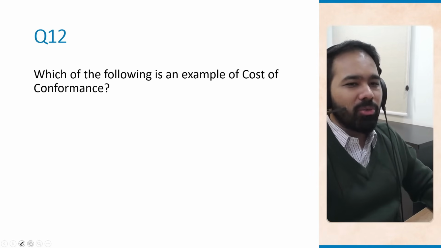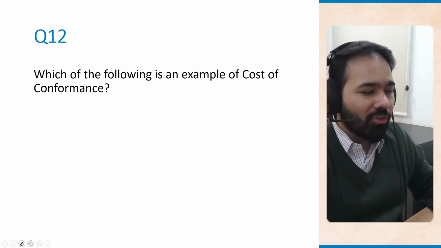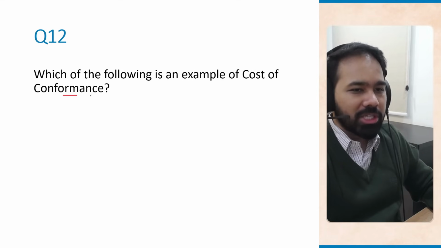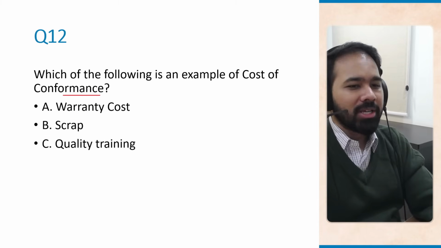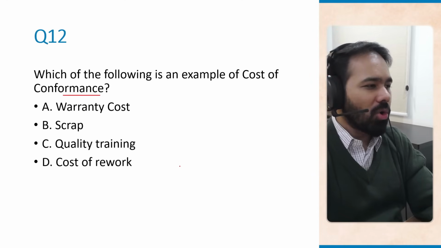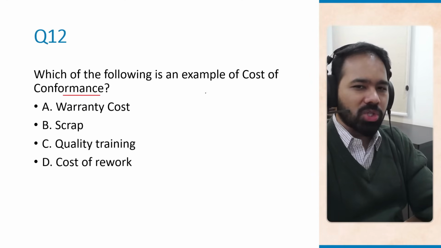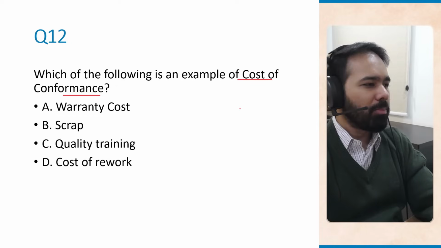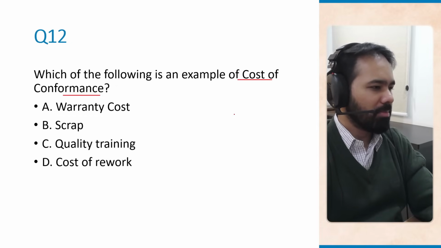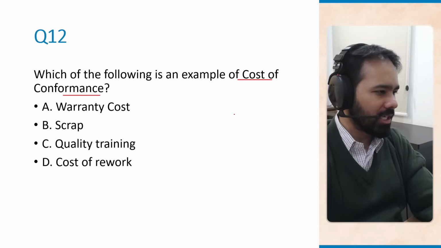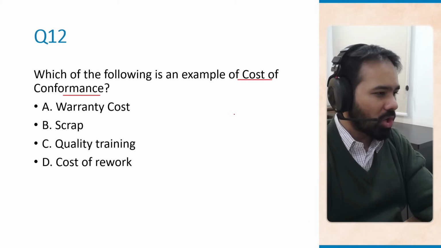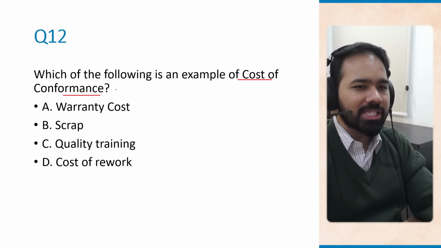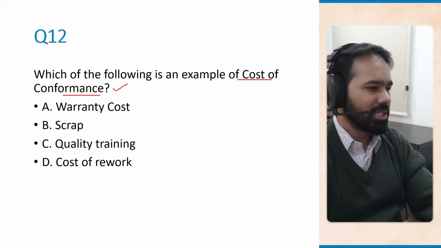Okay, question number 12. Which of the following is an example of cost of conformance? Warranty cost, scrap, quality training, or cost of a rework. Now, cost of conformance is basically a proactive cost. This is money that is spent to prevent defects and ensure quality. For example, any training, any preventive maintenance, any process audits, any quality planning, all of this is cost of conformance.